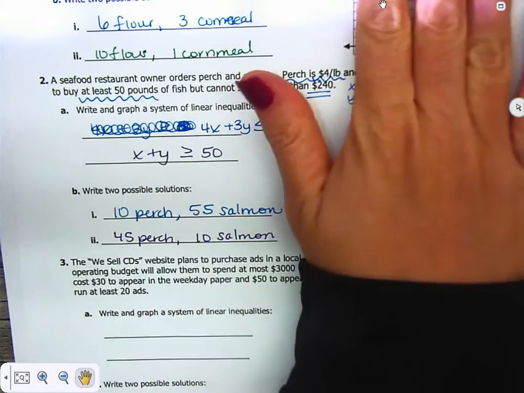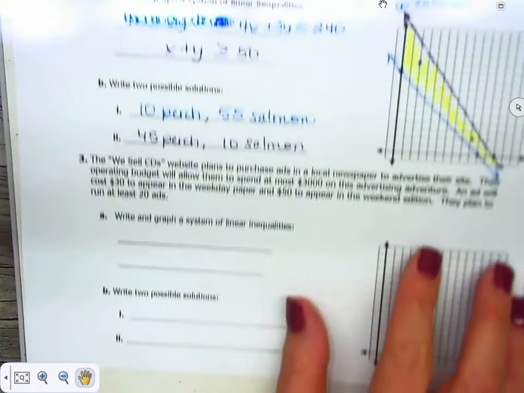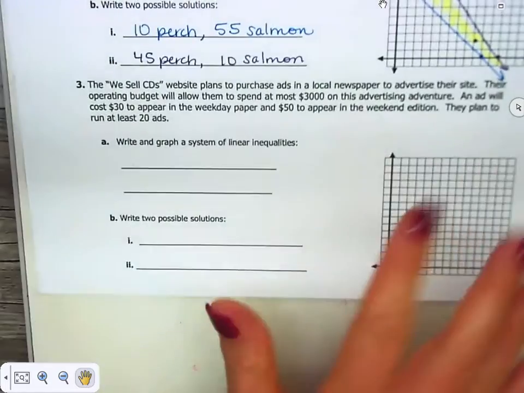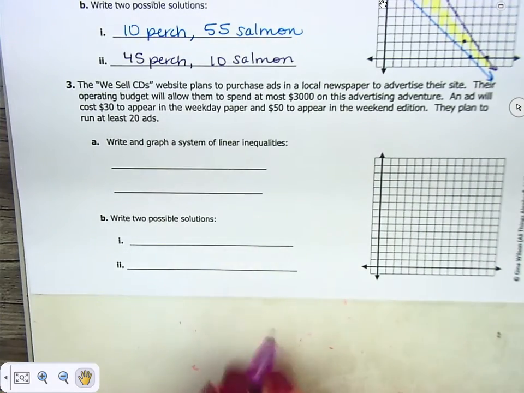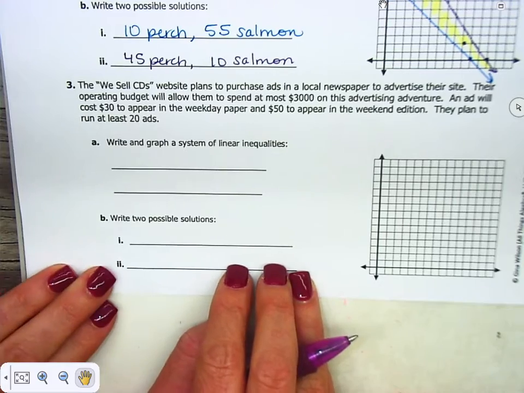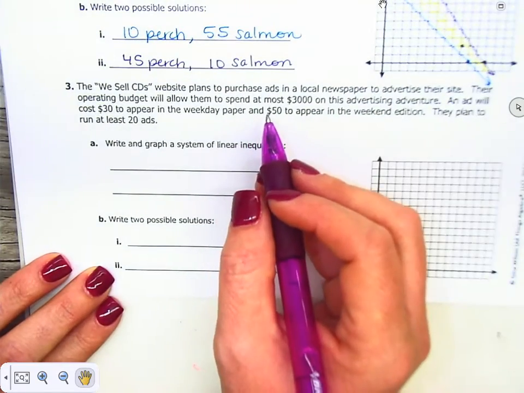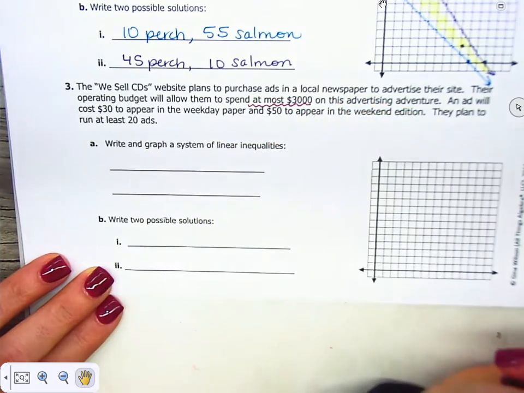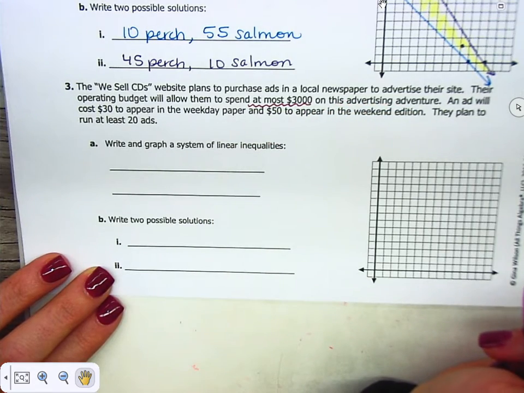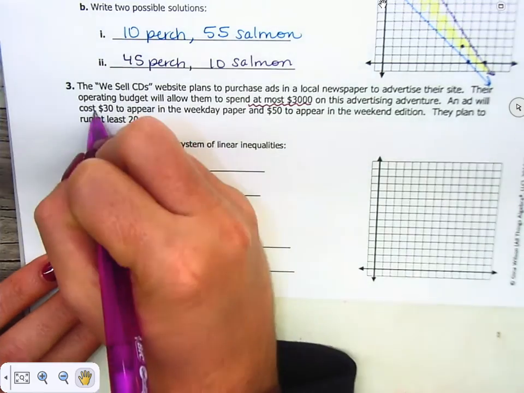All right, so from here on out, we're not going to worry about these graphs over here. We'll just look at that graph on our Desmos and go from there, okay? The We Sell CDs website plans to purchase ads in a local newspaper and advertise their site. Their operating budget will allow them to spend at most $3,000, so that's important, at most $3,000 on this advertising adventure. An ad will cost $30 to appear, so that's another money.